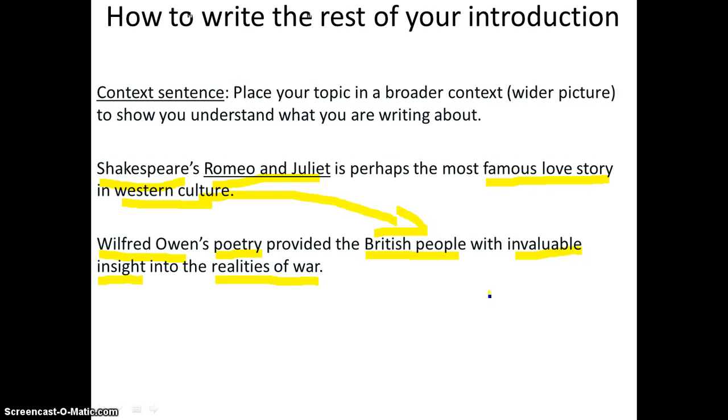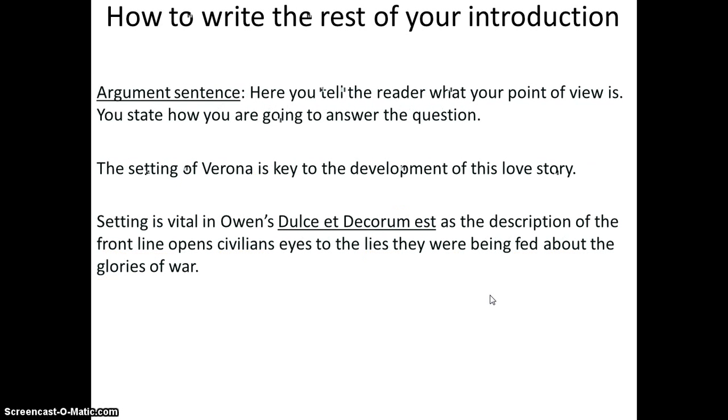Right, next slide. Argument sentence. This is where you actually address the question and you tell us what you're actually going to talk about. So for the Romeo and Juliet essay, I'm also talking about setting, just like with the Dulce et Decorum Est one. So the setting of Verona is key to the development of this love story. So that's my argument, that the setting helps develop the love story.